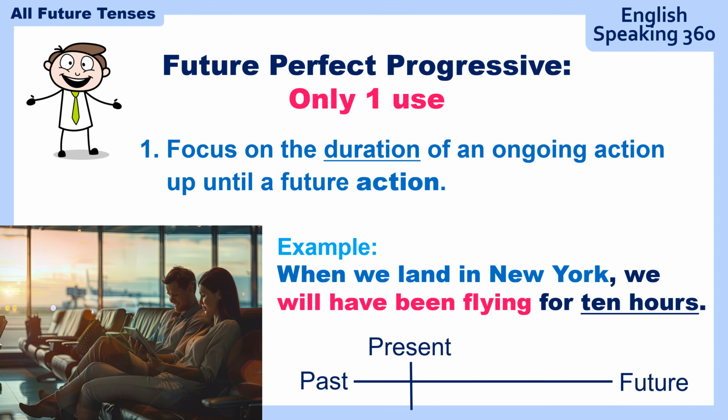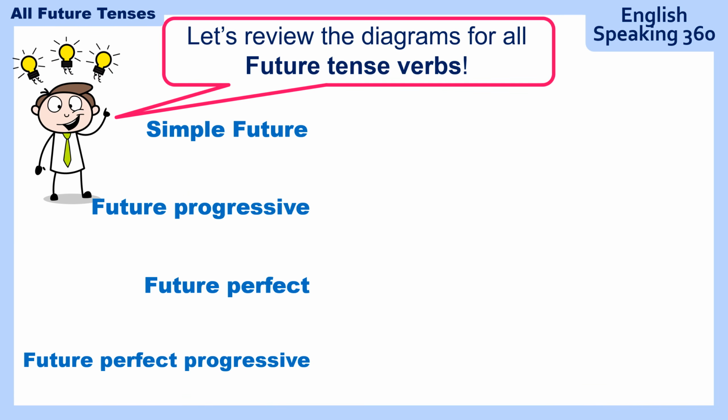So, in this case, when we land in New York is also in the future. We will have been flying for 10 hours, but the flying hasn't started yet. The beginning of the flying has not happened yet, so it's in the future. They are waiting for their flight. So that's why we can use the same sentence whether the flying has begun or not. And of course, we don't know if it will continue after 10 hours.